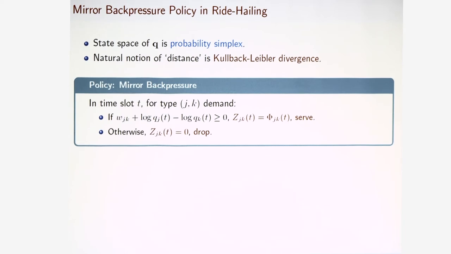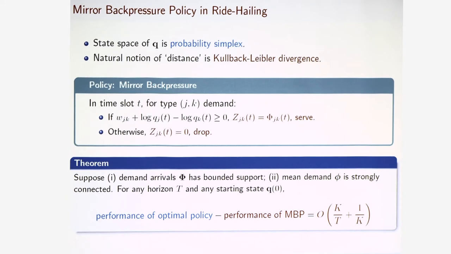Again, the system manager will compare the payoff coming from the dispatch, which is WJK, with the change of congestion cost, which is the difference of log Q lanes. If the payoff outweighs the introduction of congestion cost, then I'm going to serve all the demand of type JK. Otherwise, I will drop all the demand of type JK in this period. So this is a very simple policy.